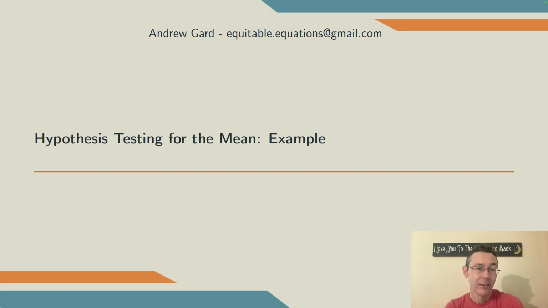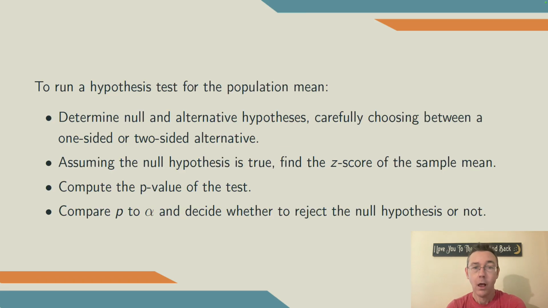Hey everybody. Today we're getting some practice doing hypothesis testing for the mean in the situation where the population standard deviation sigma is known to us. The general procedure that we're going to use is this.